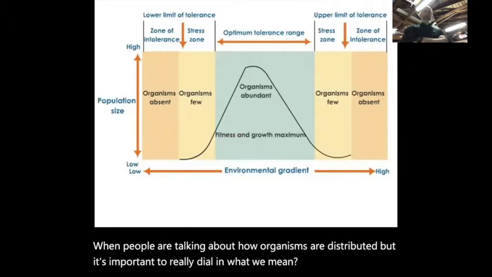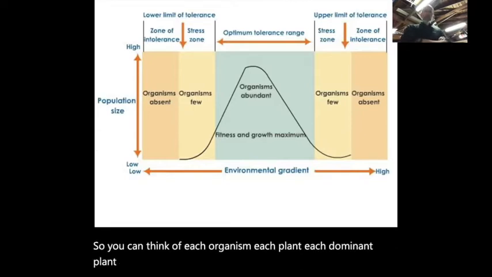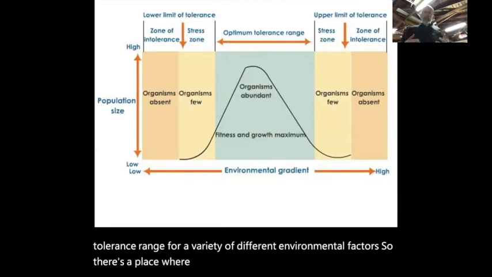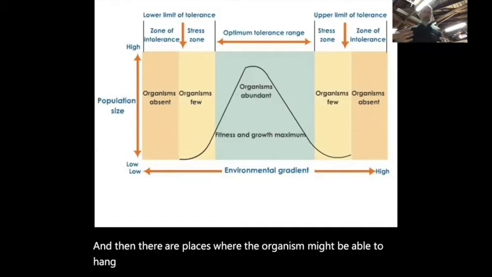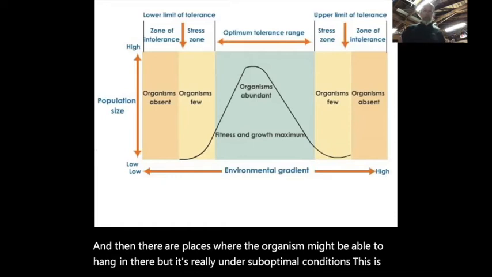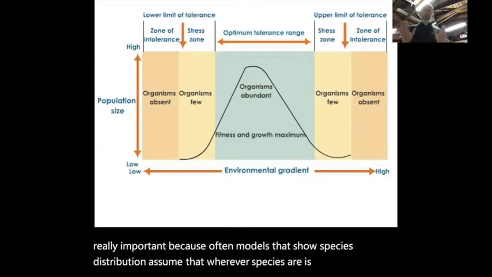So you can think of each organism, each plant, each dominant plant, each organism within a forest as having kind of an optimal tolerance range for a variety of different environmental factors. So there's a place where a given plant or a given organism would be performing at its most optimum. And then there are places where the organism might be able to hang in there, but it's really under suboptimal conditions. And this is really important because often models that show species distribution assume that wherever species are is where they're performing at their best.